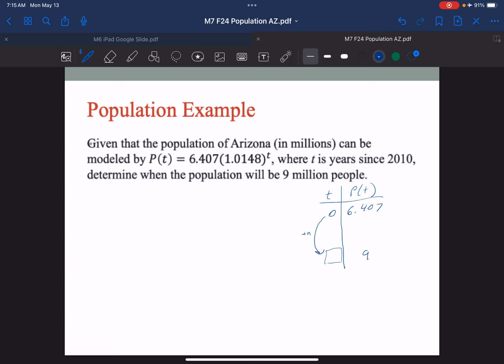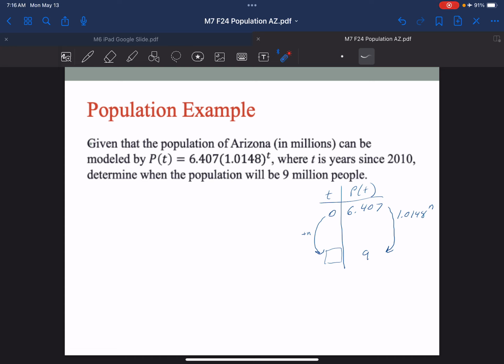Well, I know that since this is represented by an exponential function, going from here to here is using a constant multiplier of 1.0148. I just don't know how many times I need to use that constant multiplier. I'm going to multiply by 1.0148 over and over again until my answer is 9. But I need to find how many times I need to use that multiplier.